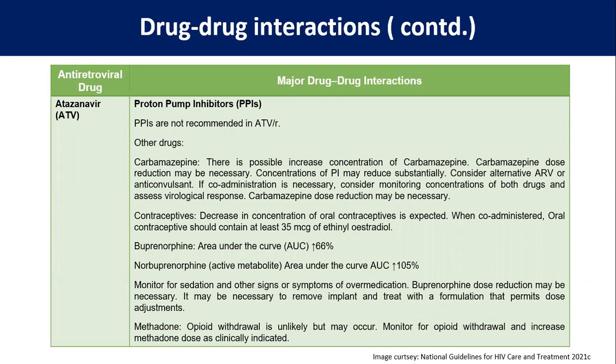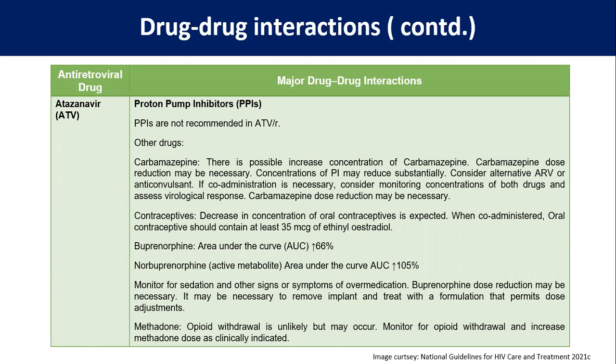Contraceptives: a decrease in concentration of oral contraceptives is expected when co-administered. The oral contraceptive pill should contain at least 35 microgram of ethinyl estradiol. And buprenorphine: the area under the curve is increased by more than 66%. For the norbuprenorphine active metabolite, the area under the curve is increased by 105%. Monitor for sedation and other signs and symptoms of overdose of buprenorphine.